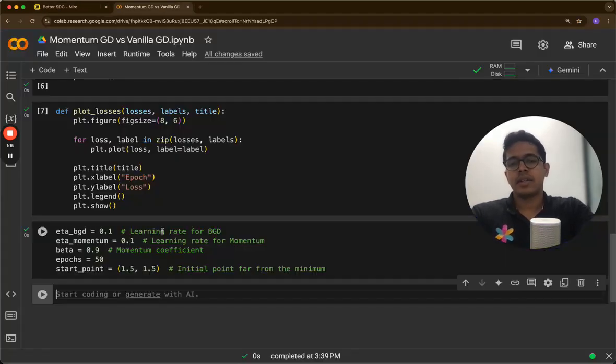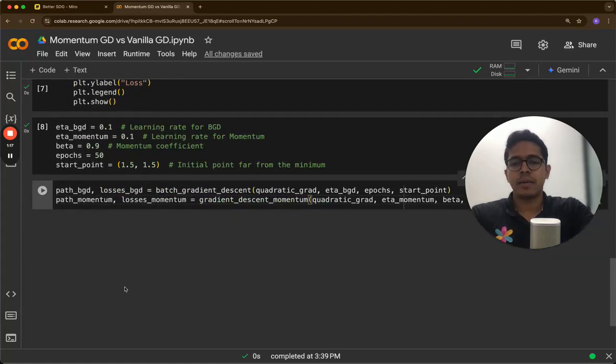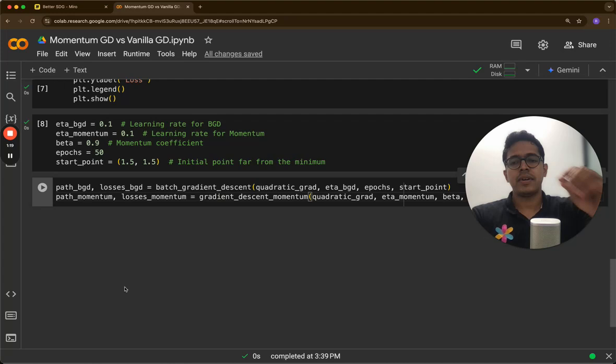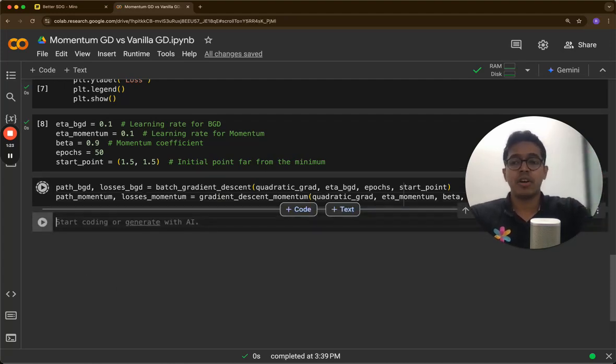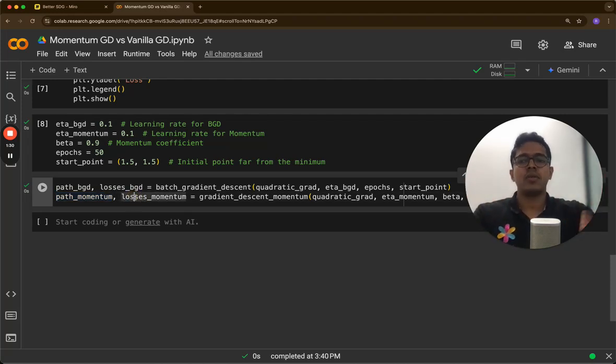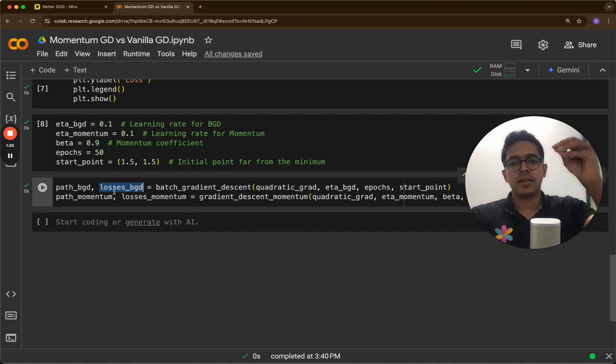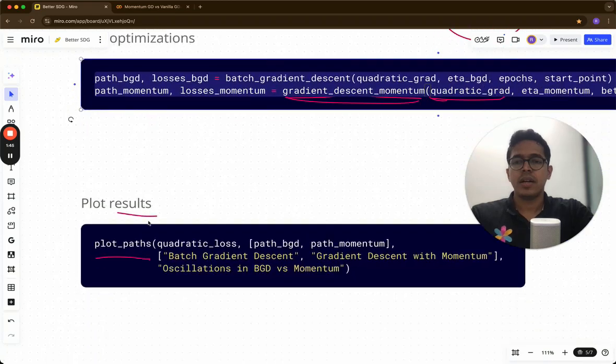And here is where the main operation happens, calling the batch gradient descent function and calling the gradient descent momentum. But even after running this, you will not see any output visually because they are all stored in these variables. So we have to plot from these variables. We already got the results. Now let's plot it. So path BGD is the path from the batch gradient descent. Losses BGD is the iteration-wise losses from the batch gradient descent. And same thing for momentum, the path and the losses from the momentum gradient descent. Now let us plot the results.